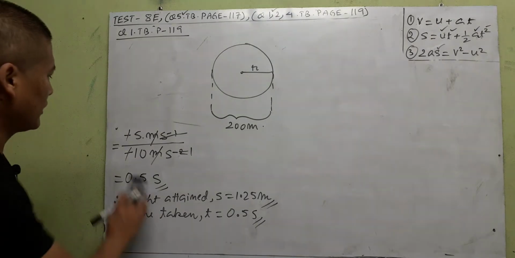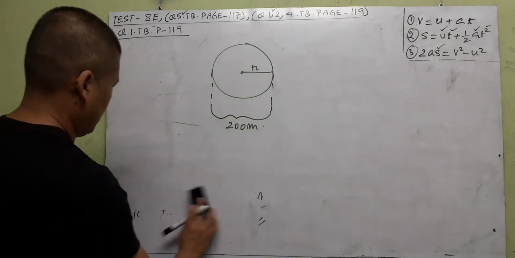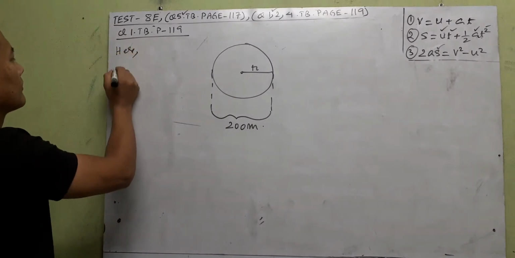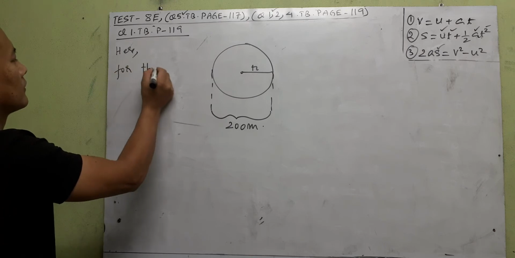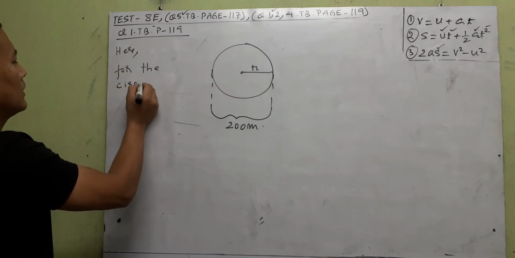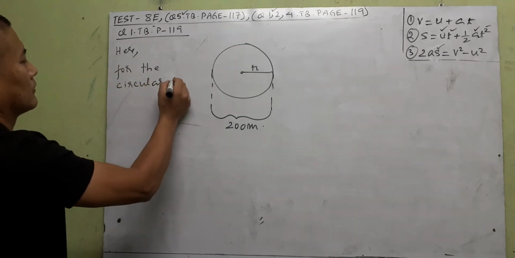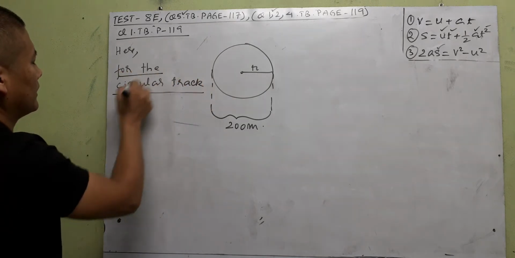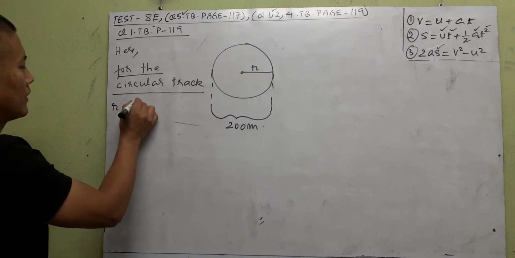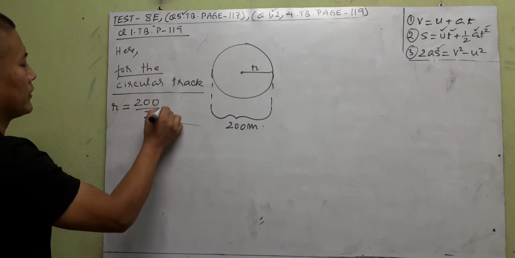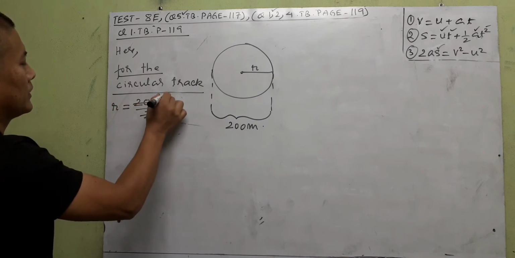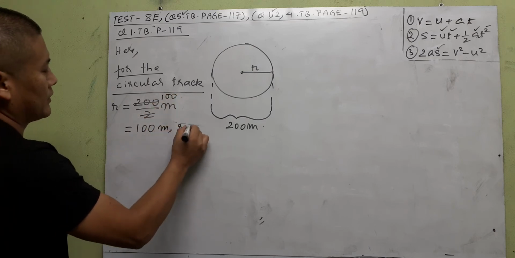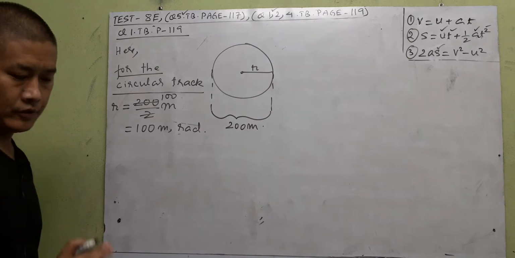So let us write this one down. For the circular track, let us say r is the radius. We know it's diameter divided by 2. So this will be 100 meter on cancellation. So this is your radius of the track.